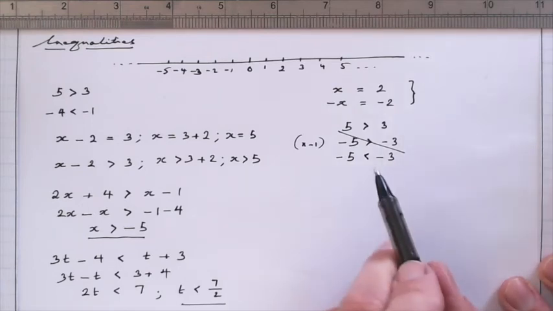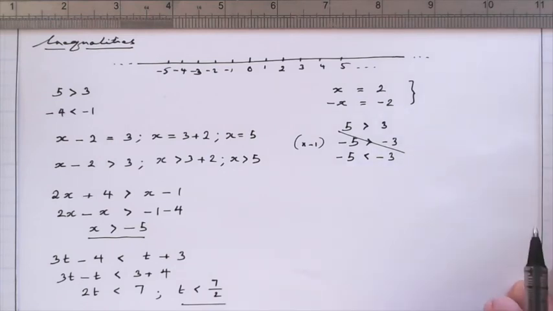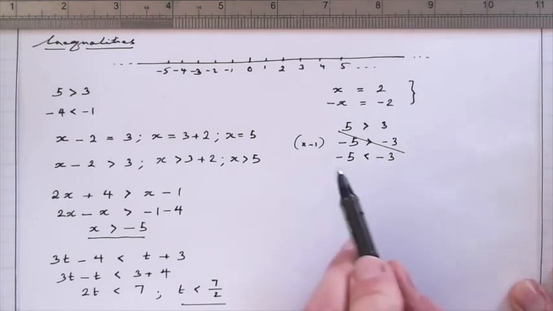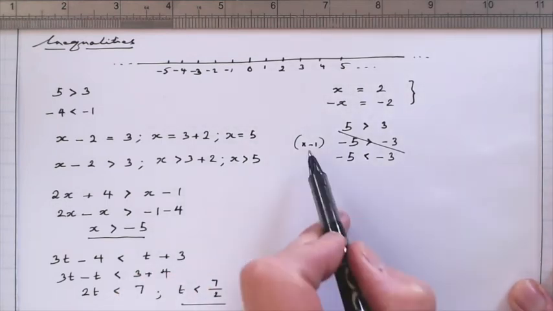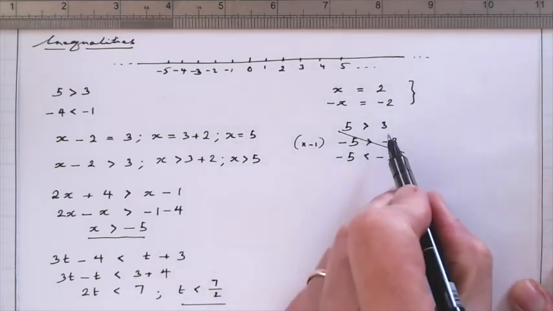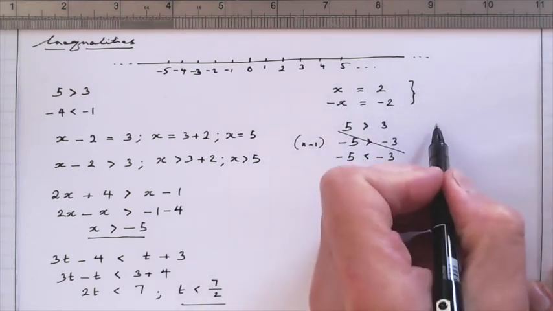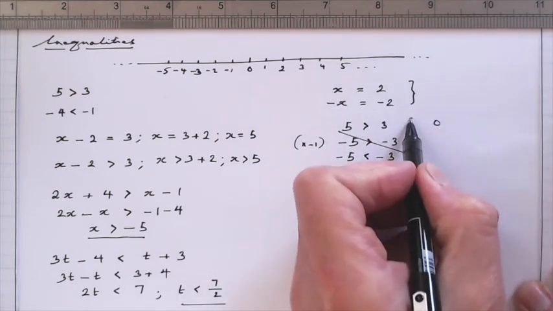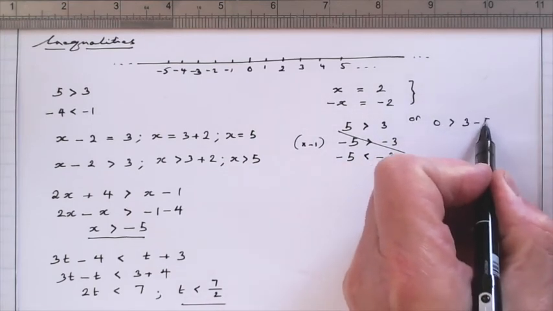Let's see another way to understand this. Another way to understand this is to say that I never want to multiply through by -1. And you don't have to. I think it's a handy shorthand. Alternatively, you could have said, let me take 5 across, and I would have had 0 is greater than 3 take away 5.